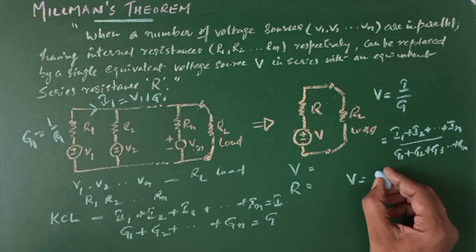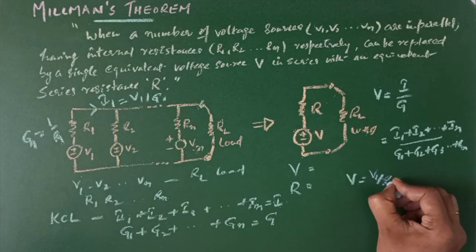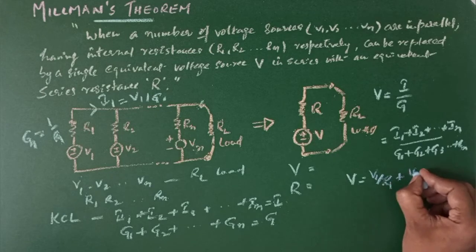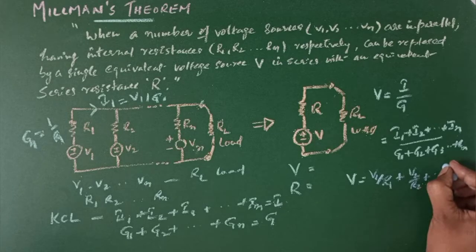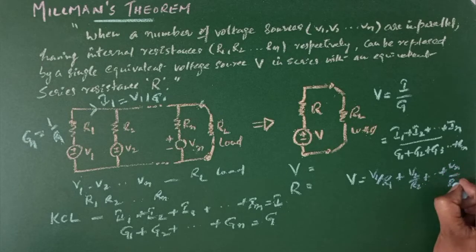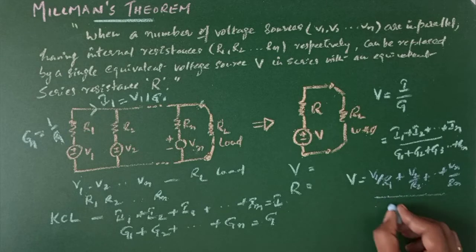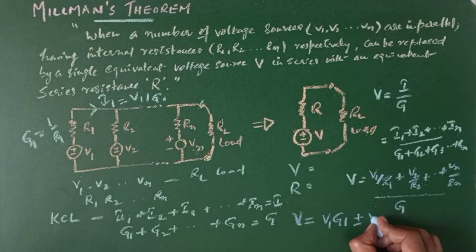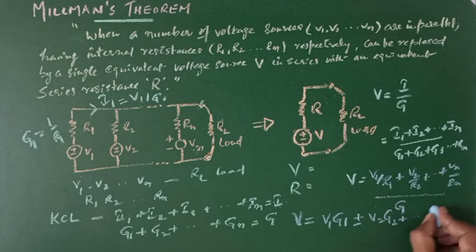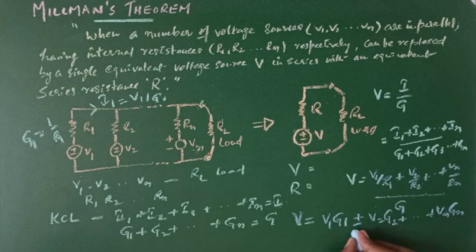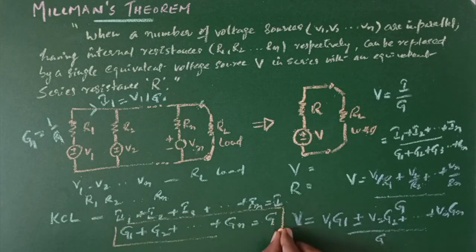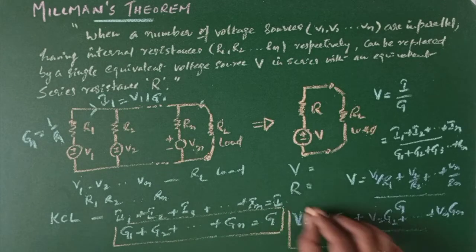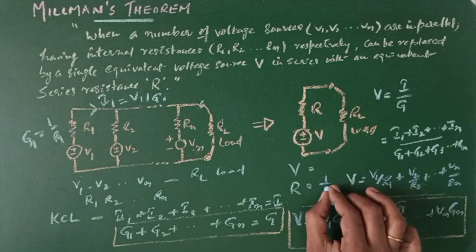Now the current I equals V1 divided by R1 plus V2 divided by R2 and so on up to Vn divided by Rn, divided by G1 plus G2 plus G3. Everything is equal to the equivalent conductance. V equals V1 G1 plus or minus V2 G2 and so on Vn Gn divided by G. G is the total conductance of the parallel network and V is this, from which R equals 1 by G.